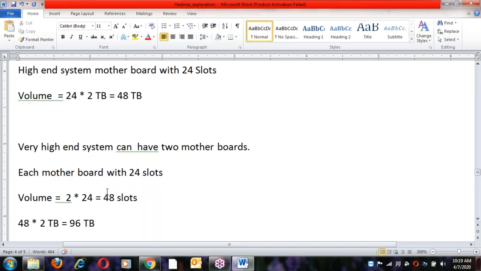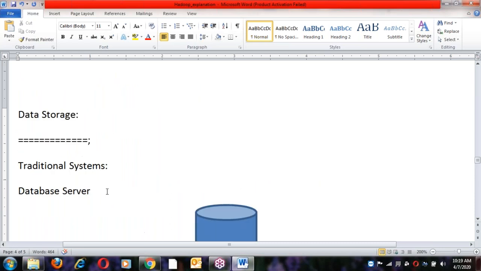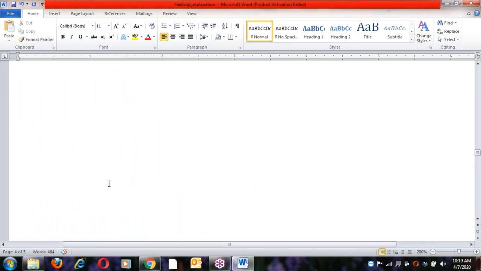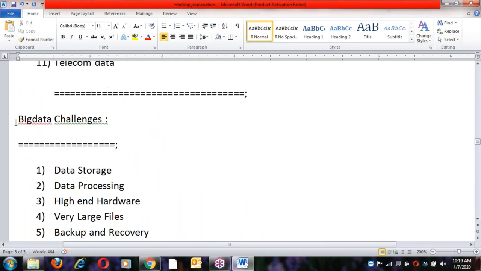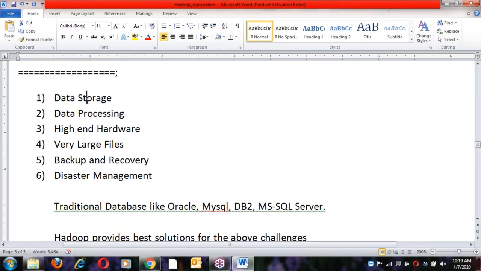Let us repeat once again. The topic is big data challenges. Yesterday we discussed the basics, the introduction: what is big data. Today, what are the challenges of big data? Data storage, data processing, high-end hardware, very large files, backup and recovery, disaster management. These are the big data challenges.